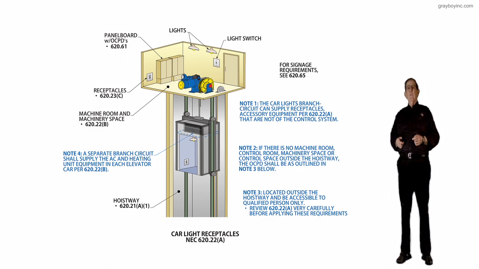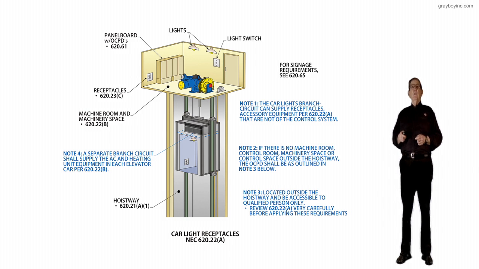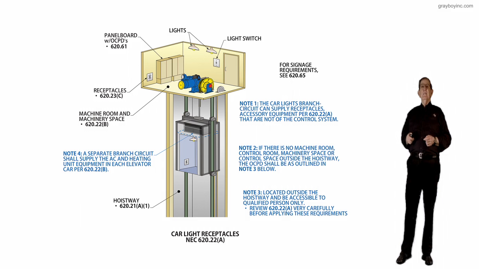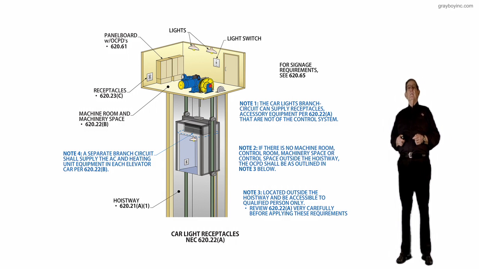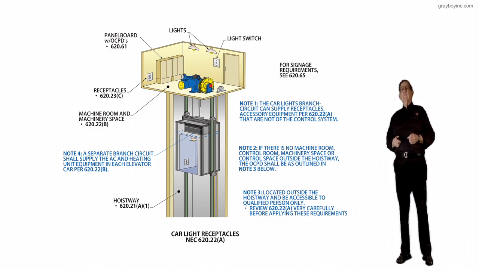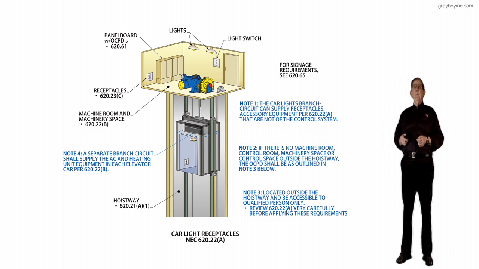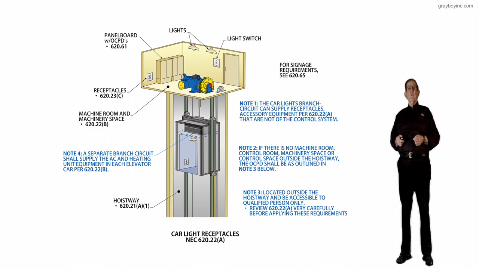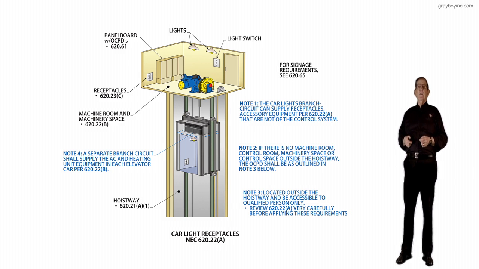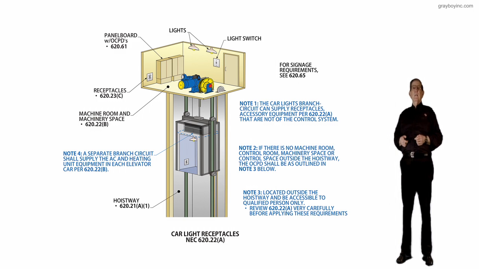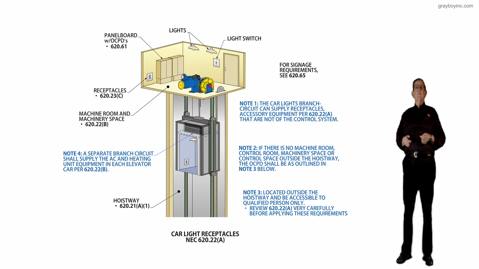Now, if you want to review some of this information and just the call-outs, notice the panel boards that are in the machine room. The call-out is to the left, very top of the illustration, and it's panel boards with overcurrent protective devices that comply with 620.61. Then you have your lights, and your light switch that's there. You have your receptacles located next to the panel boards with the overcurrent devices, and those receptacles do comply with 620.23(C). We have one or more.